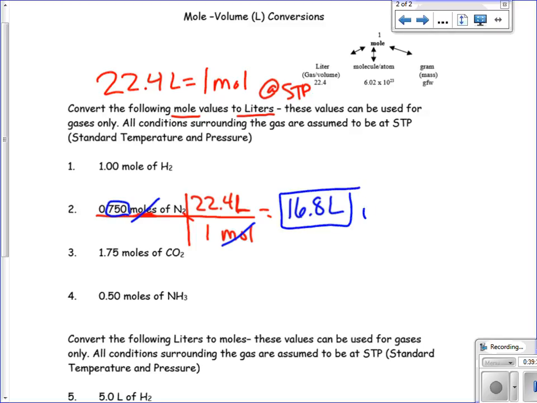Oh, it's N2. Don't forget our N2 there. This is nitrogen gas. They do give us the substance, so we should insert that as part of our answer. N2, nitrogen gas.